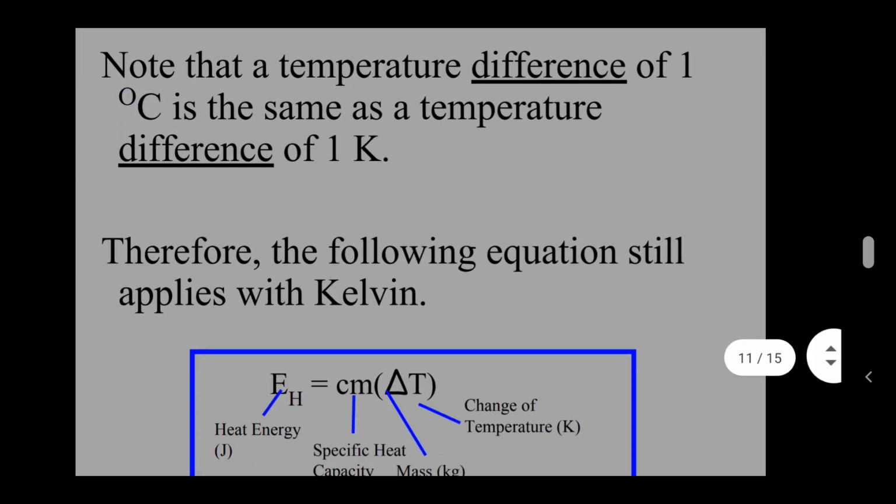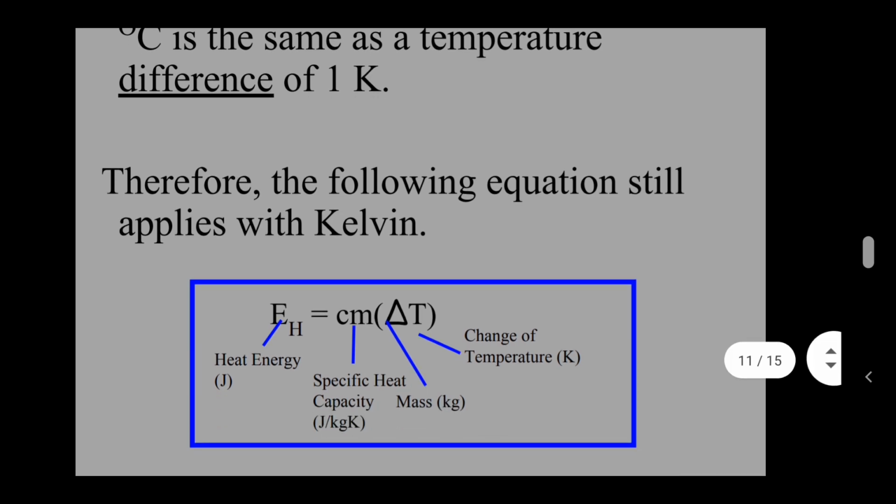Now, just a wee note that the temperature difference of 1 degree Celsius is the same temperature difference as 1 Kelvin. Okay? So if we were to take E_h equals c m delta T, we could still use Kelvin because it's the same change. 1 degree Celsius is equal to 1 Kelvin.